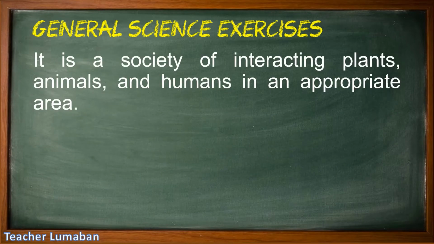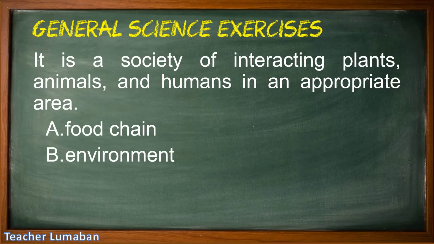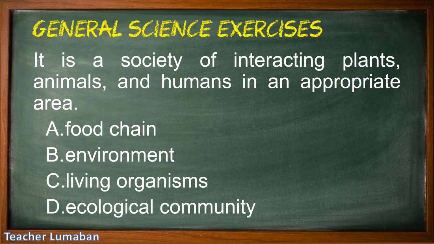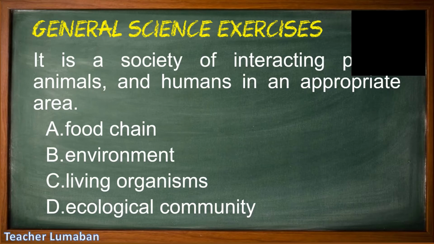It is a society of interacting plants, animals, and humans in an appropriate area. Letter A, food chain. Letter B, environment. Letter C, living organisms. Letter D, ecological community. Please choose the suitable answer to the following choices in 5 seconds.